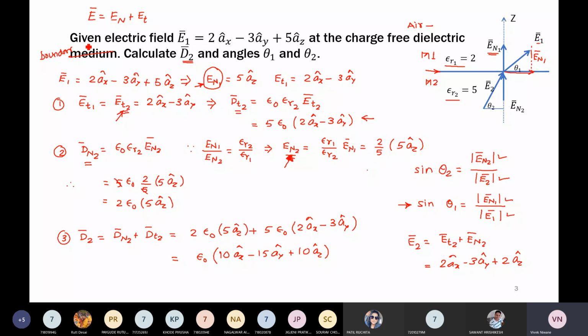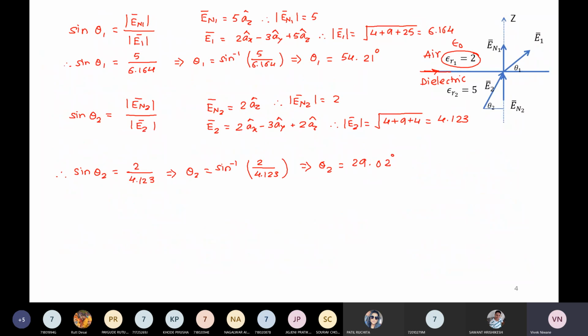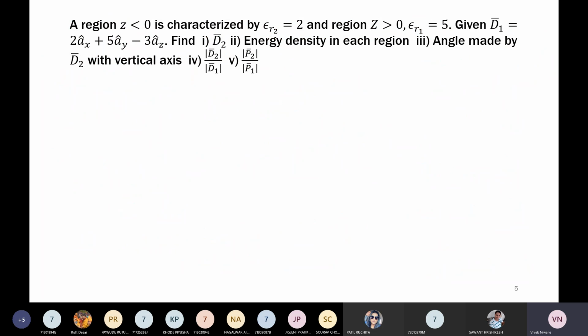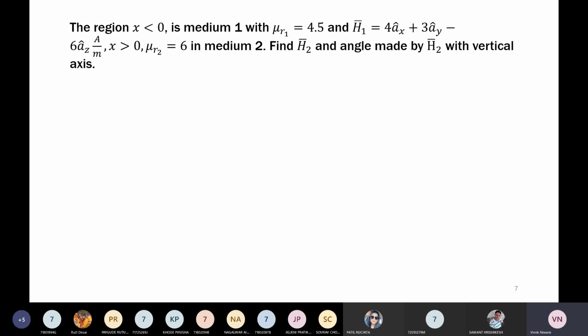Because for air and dielectric we do have a different set of formulae, we do have different numerical as well. We will give this one as homework, and we will go with a numerical based on magnetic medium boundary. Since we are dealing with magnetic medium, we will have permeability in the picture now.